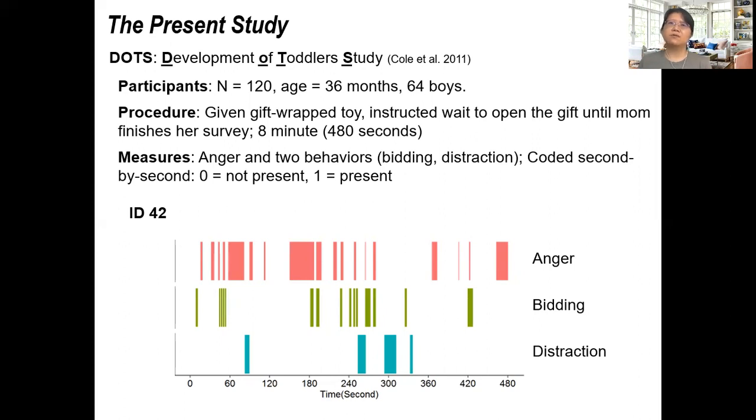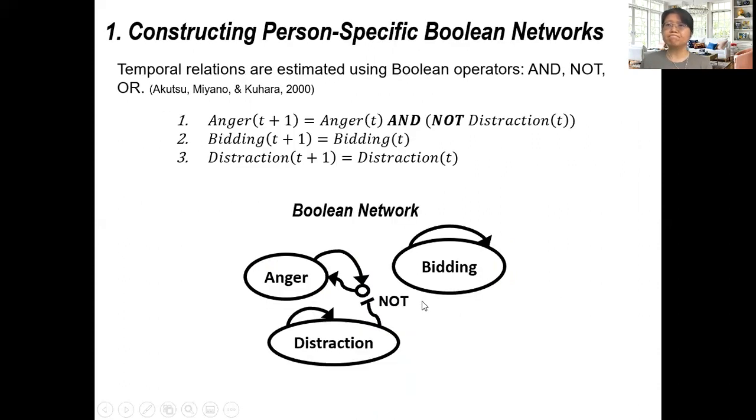And previous theory has suggested that bidding is more likely to make anger persist, and distraction is more likely to make anger be regulated. And here I'm showing you a data visualization of one child's data. The x-axis is time, 480 seconds, and the colored bars indicate whenever the emotion or behavior is observed, and the white space indicates whenever the emotion and behavior is not observed.